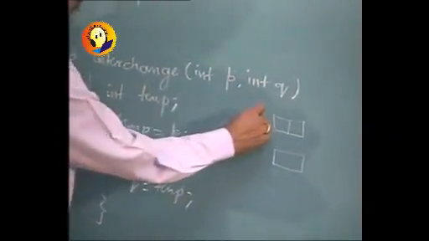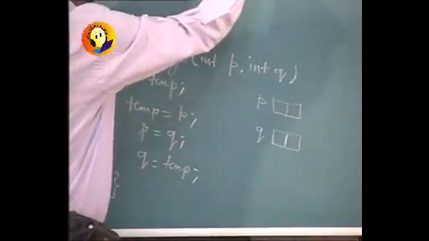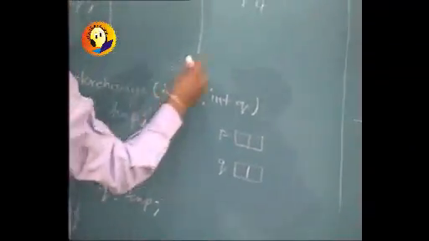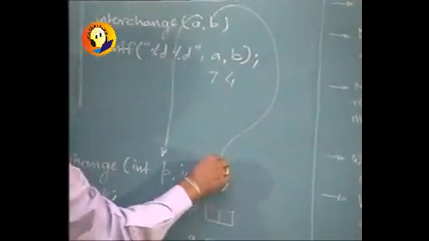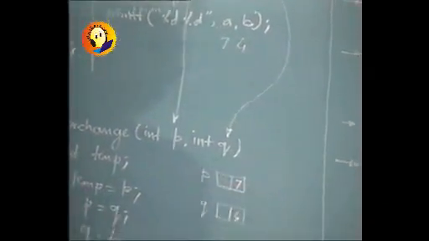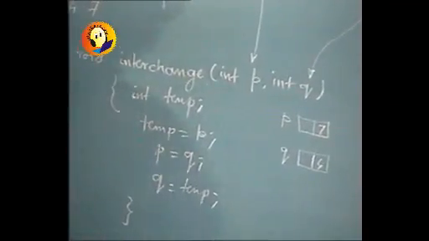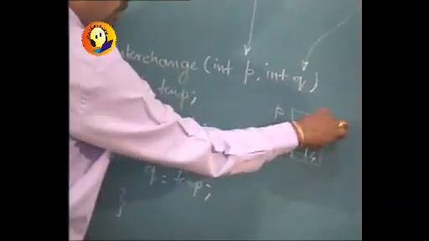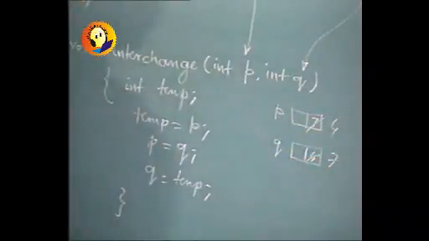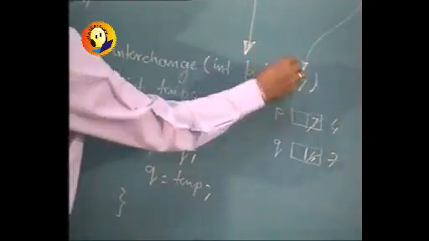when you are passing the parameters, P and Q, they will be allocated memory locally. And when you call the function, value of A will be transferred to the first parameter, value of B will be transferred to second parameter. So here you will have value 7 and value 4 in P and Q. Through this particular code, you will interchange values of P and Q. They will become 4 and 7. But remember, this transfer is strictly one directional.